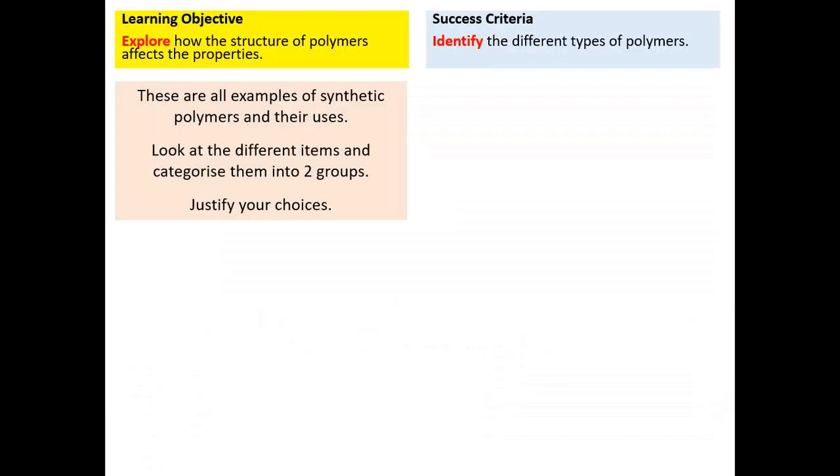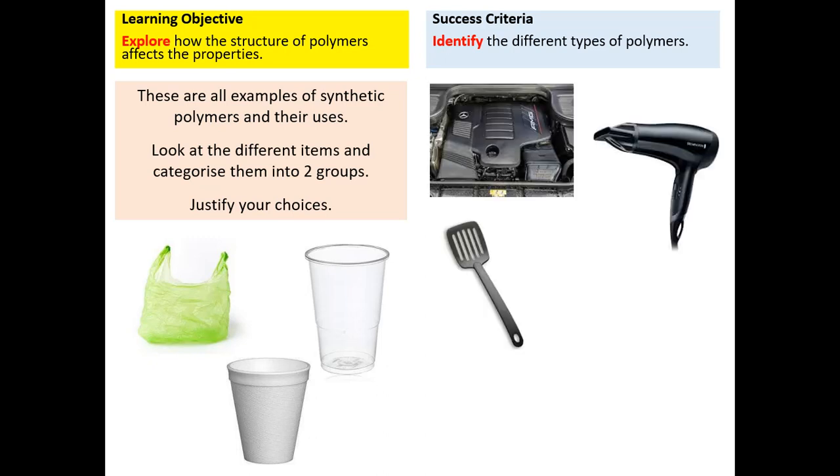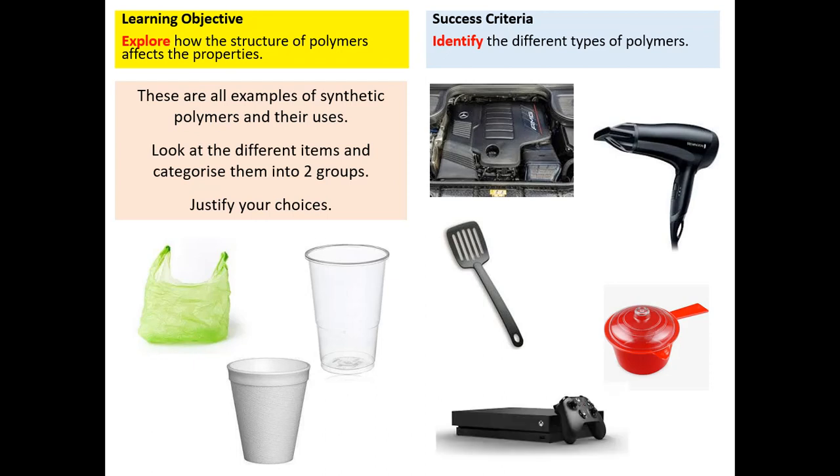Okay, so the way I've done it is that I've got the plastic bag, the plastic cup and the polystyrene cup, and then I've got the engine cover, the hairdryer, the spatula, the microwave pan and the Xbox. So we've got our 2 different groups there. The reason I've grouped them in this way is because the 3 on the left hand side, the bag and the 2 different types of cups, will melt. And the ones on the other side do not melt.